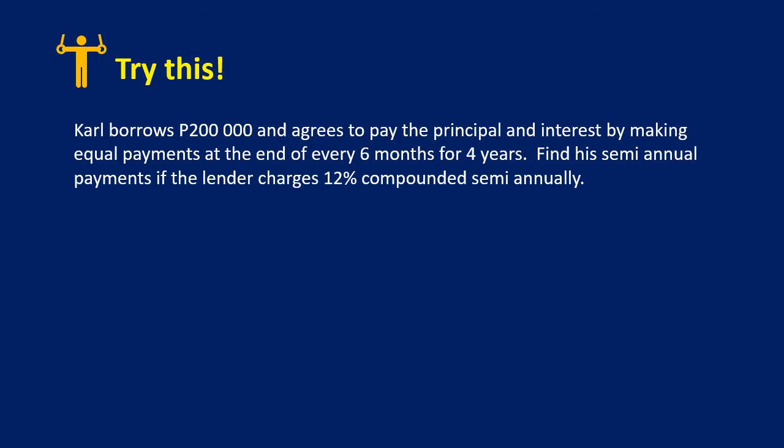Okay, try this next exercise. Pause your video again and answer. Assuming that you have paused your video, let us now discuss. Carl borrows 200,000 and agrees to pay the principal and interest by making equal payments at the end of every 6 months for 4 years. Find his semi-annual payments if the lender charges 12% compounded semi-annually. So this is just a matter of looking for your regular payment. So I'm writing down the formula.